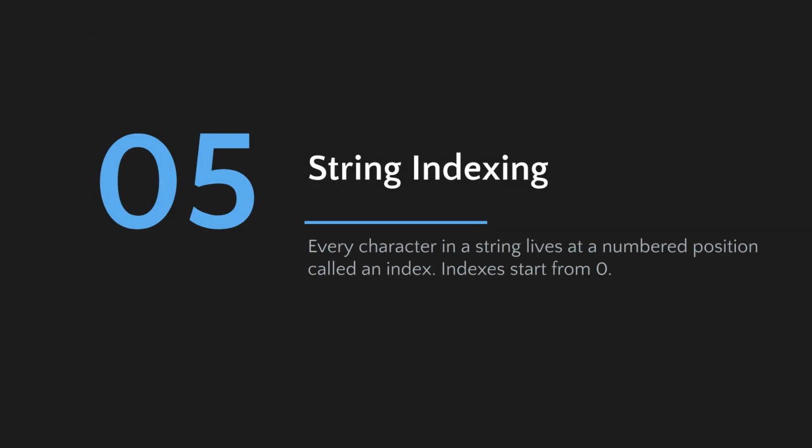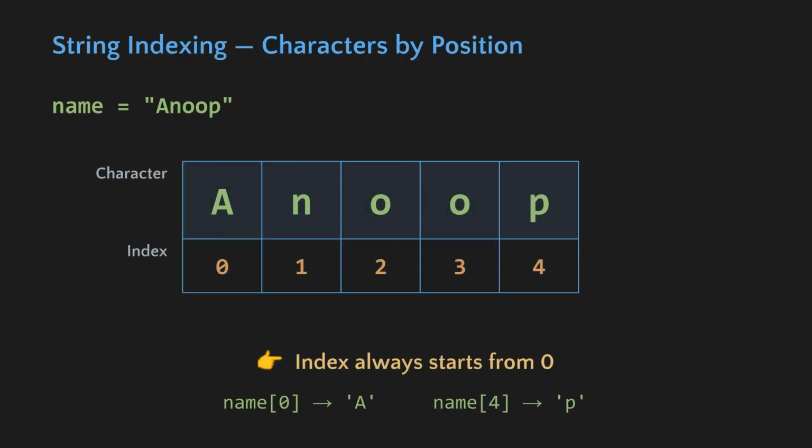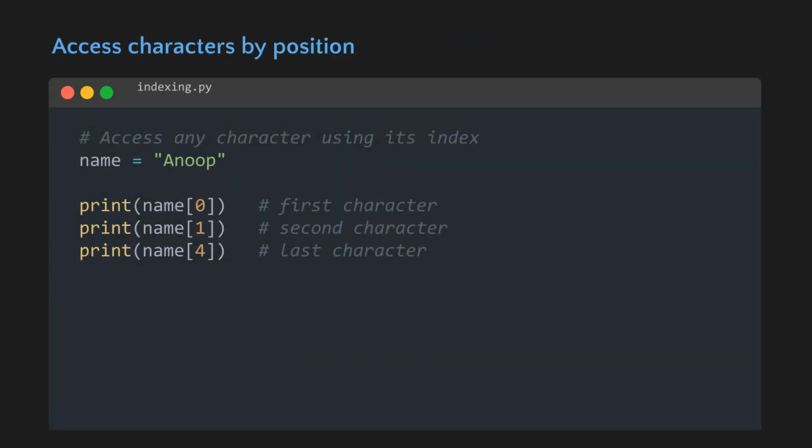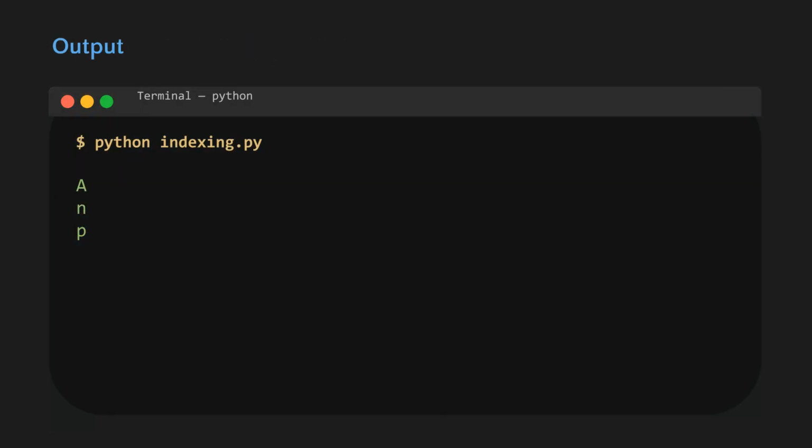Every character in a string has a numbered position called an index, and critically, indexes always start from 0. For the string anoop, the character A is at index 0, N is at index 1, and so on, up to P at index 4. You can access any character in a string by putting its index number inside square brackets immediately following the string variable name. The output of our indexing script correctly retrieves the characters at indices 0, 1, and 4.